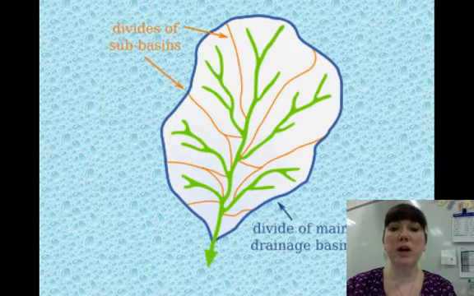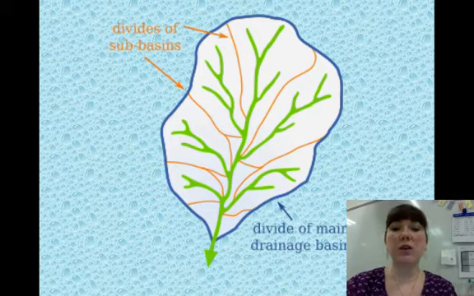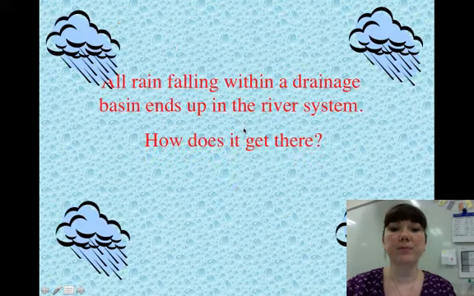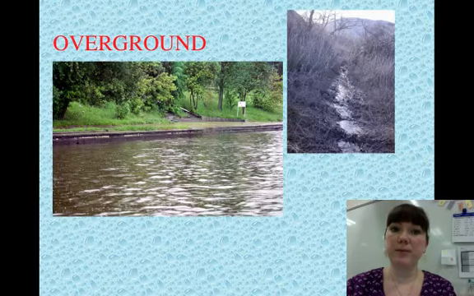Here's another picture of a watershed, and you are able to see the entire drainage basin there with some of the main streams and also some smaller tributaries. All the rain falling within a drainage basin ends up in the river system. So how does it get there?